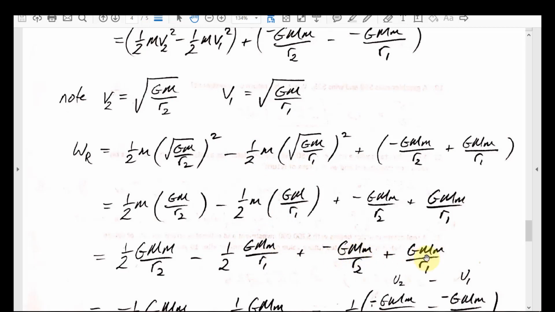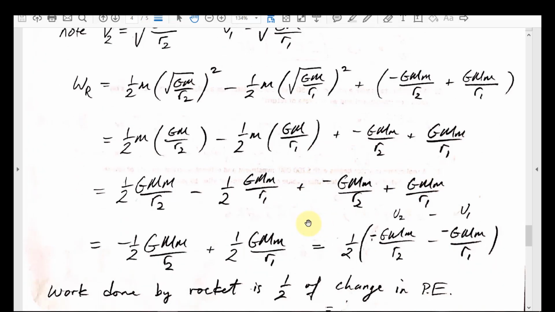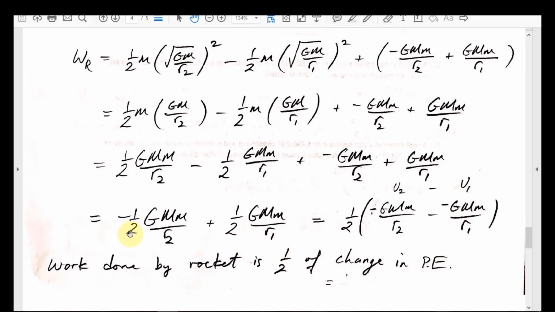This is the expression that represents the actual change in potential energy. This whole thing represents the work done by the rocket, or the total change in energy of the rocket. So I have this result that when I have a plus 1/2 here and a negative 1 coefficient here, I get a negative 1/2 for the factor in front of the potential energy at radius 2. This is a minus 1/2.